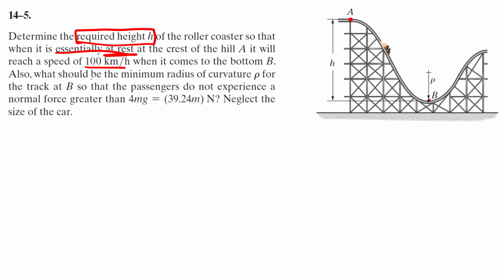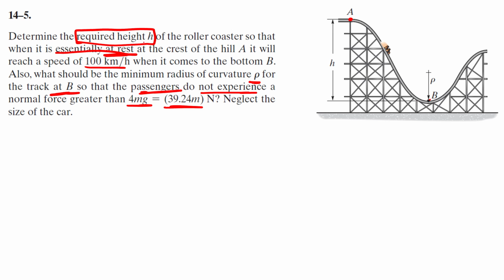And then it asks, what is the minimum radius of curvature rho so that at point B the passengers do not experience a normal force greater than 4 mg. Okay, that is the question. So 4 times their weight. So at point B, what is the rho so that the passengers do not feel a normal force greater than 4 times m into g.